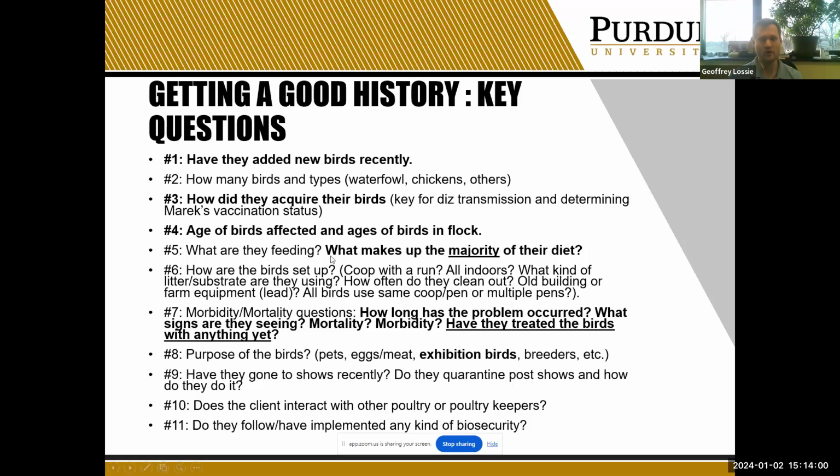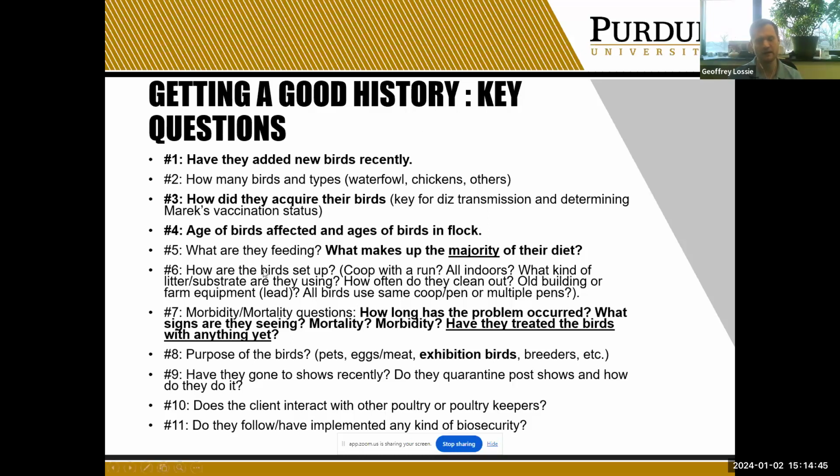Another big important one is, what are they feeding? What makes up the majority of the diet? I've had a lot of clients feed birds free range, and they thought the birds could survive on everything that was in the pasture. So I've seen birds starve because they were not given any supplemental feed. I've seen people where the majority of the diet is coming from treats or table scraps, and it's not a fully formed, nutritionally complete pellet, which is what I always recommend.